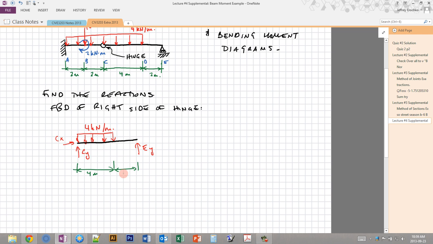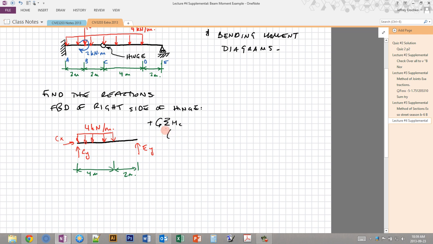The reason that I chose the right side is because there's a lot less going on and there's only one reaction force. This is going to make it very easy for us to use the sum of moments to directly solve for Cy. So let's go ahead and do that. If I take the sum of the moments about point C, so Cy and Ey. Actually, Ey is the one that's more important.